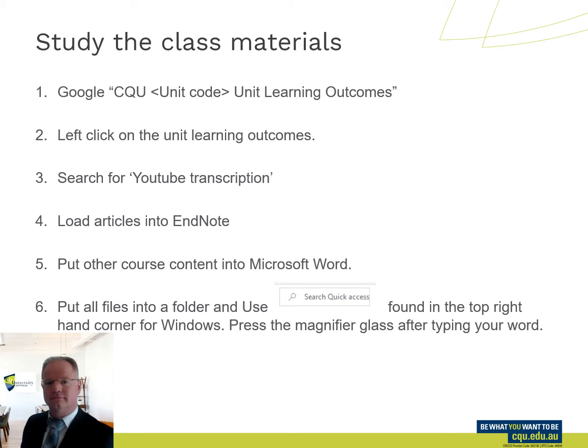So study the class materials, and often people ask me, there's just so much to study, where are the guidelines on knowing what to study? If you do a Google search for CQU, unit code, unit learning outcomes, you will come to the page that has the unit learning outcomes listed. Left click on the little tab that says unit learning outcomes, and you can see the unit learning outcomes are the guide for what we consider important in the unit.